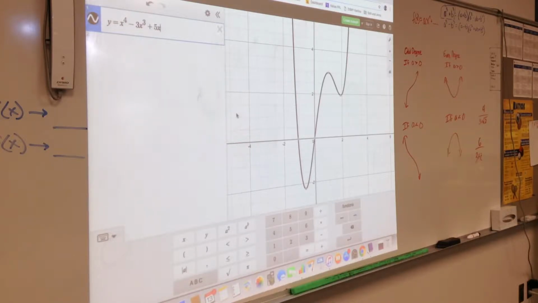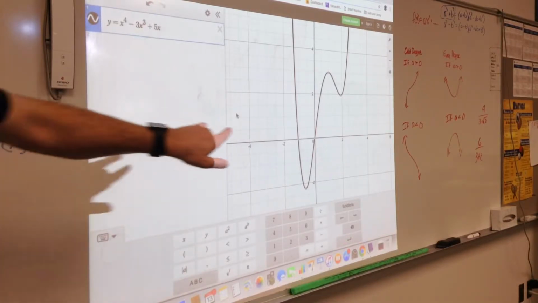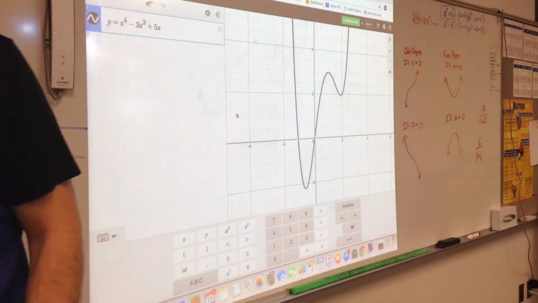You will not see those on a graph because the x-axis does not have imaginary or complex numbers on it. Okay? The x-axis is made up entirely of real numbers. So we know that the 2 real zeros are right here. The other 2 must be imaginary.